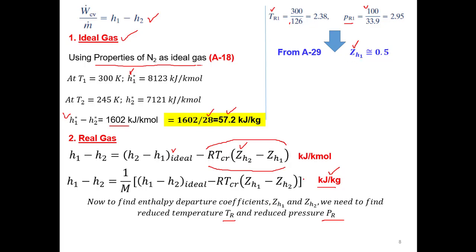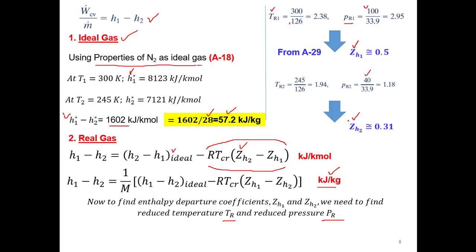Similarly, for state 2, we can get TR2, the reduced temperature at state 2: the given temperature divided by the critical temperature. Similarly, for the reduced pressure at state 2, the given pressure is divided by the critical pressure. So if we know the reduced temperature and reduced pressure, we can get ZH2, the enthalpy departure coefficient at state 2, again from the figure A29 that was explained in our previous class.